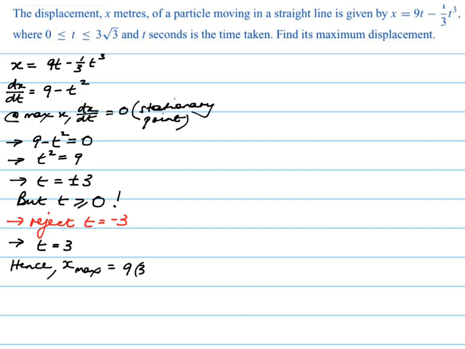Hence the x maximum: you have to sub that in now because they're actually asking you for the maximum displacement, not just the time. So we sub the time in now, t is 3, and we get 18, and it's meters. Thank you, Mr. Box. And we're going to up and away.